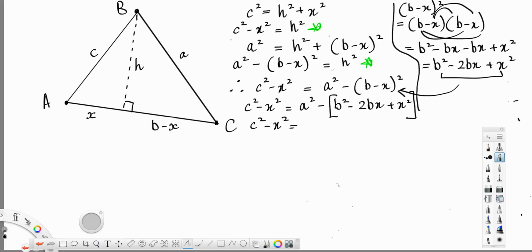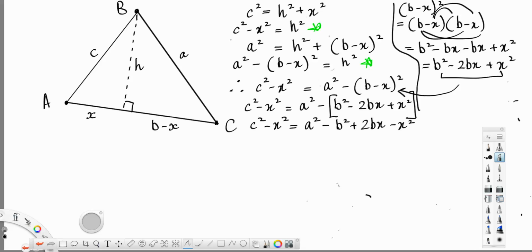C squared minus x squared equals a squared. Now, everything in this brackets, there's a minus sign out the front. So it's going to be minus this first thing, so minus b squared, and then minus 2bx, so that's plus 2bx, and then minus plus x squared is minus x squared.